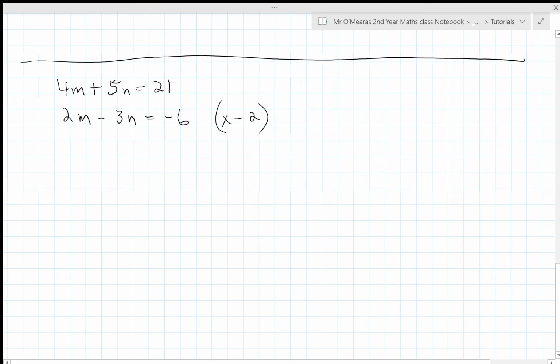So that gives us minus 4m plus 6n equals 12. You multiply every single term by minus 2. The top line stays exactly as it is.